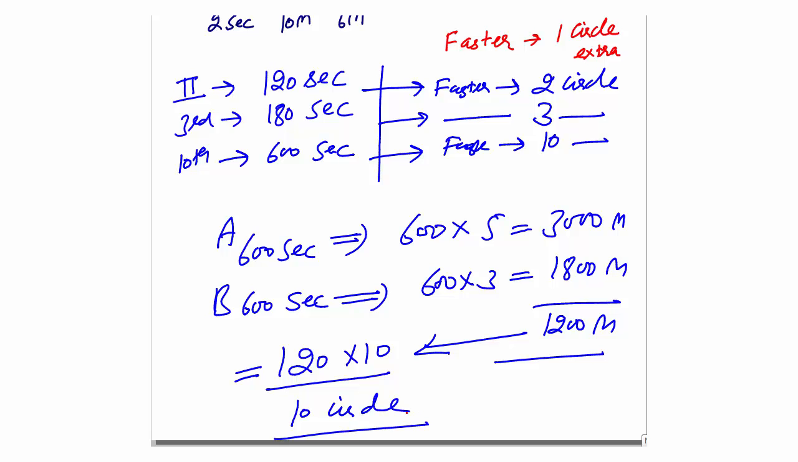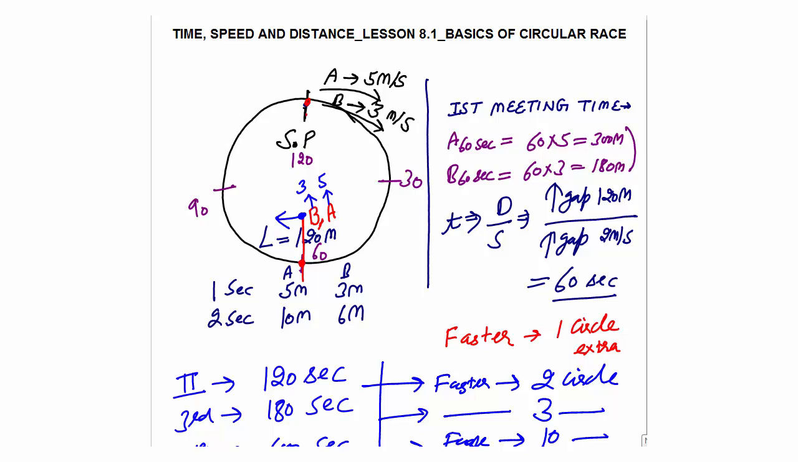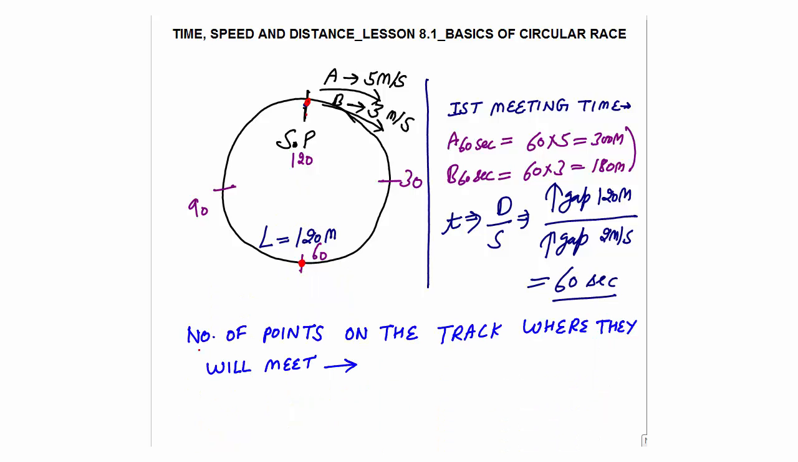So a very important concept: whenever two runners are running in the same direction, for each and every meeting the faster one will cover one circle extra than the slower one. Now the next question that can come: the number of points on the circular track where they will meet. At how many distinct points on the circle will they meet when they are running in the same direction?